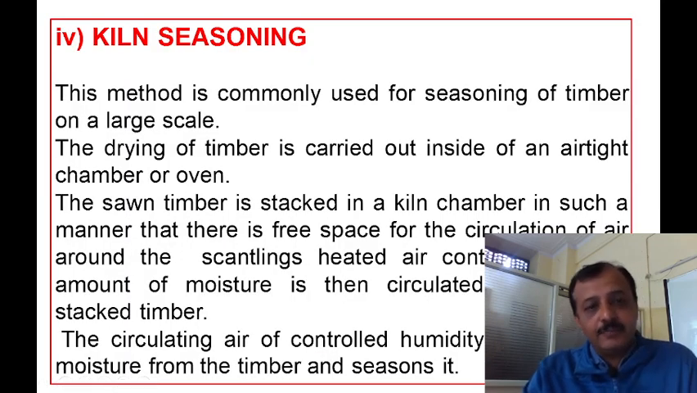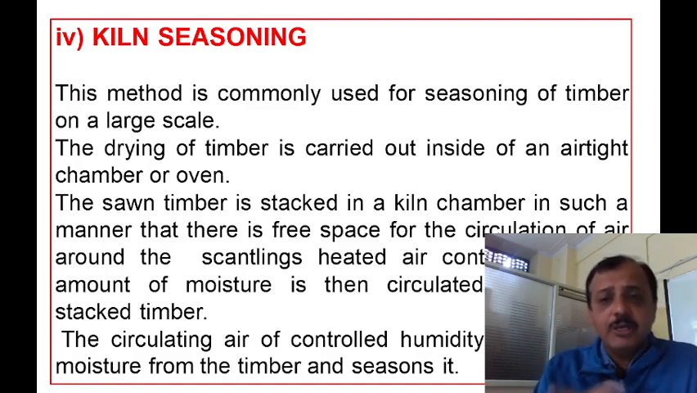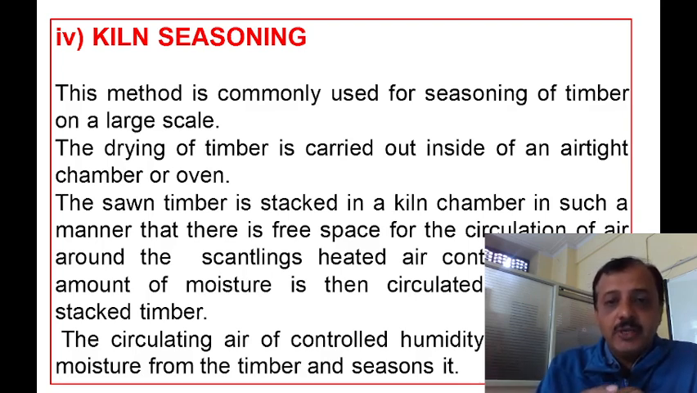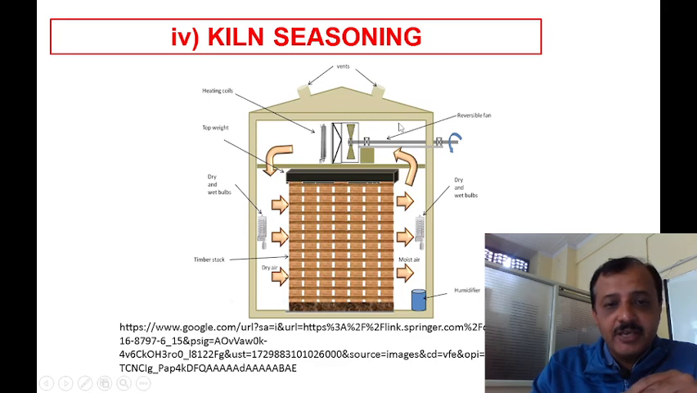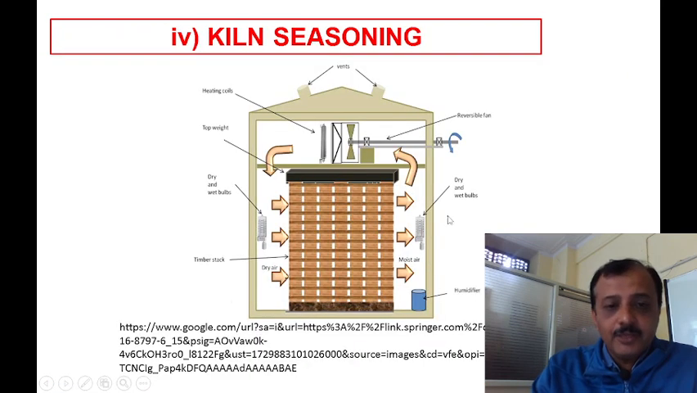Next is kiln seasoning. This is the most common method of artificial seasoning. This method is commonly used for seasoning of timber on a large scale also. The drying of timber is carried out in an airtight chamber or oven, which you can see like this. Inside this kiln, the timbers are stacked. The sawn timber is stacked in a kiln chamber in such a manner that there is free circulation of air. You can see the spaces between one timber and another timber. This is made for the circulation of air.